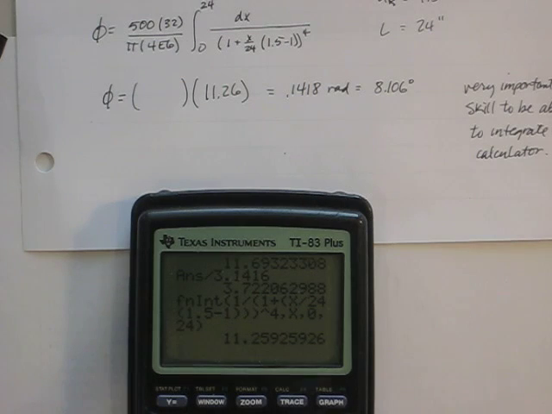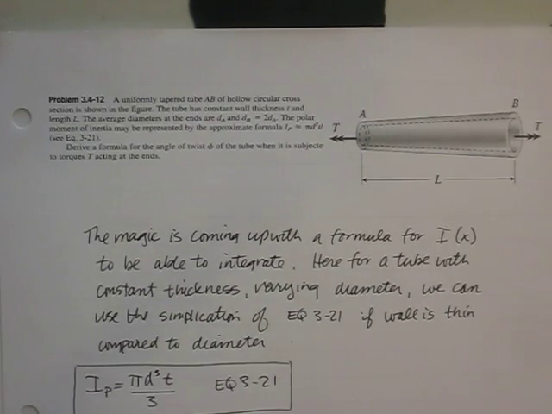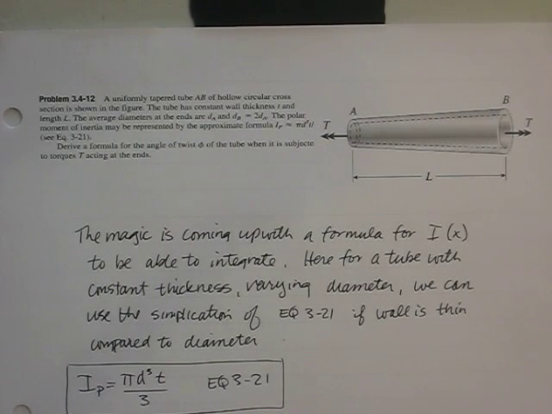At any rate, I hope that you can see how to do that integration and hope that you understand that. All right, let's finish this up with a last thing here. And what I just said is the magic in this whole thing is coming up with a formula to integrate. So here is another problem, 3.4-12. Now this one has a tube instead of a solid bar, and you can see that the torques are positive because they're pointing out, coming away.